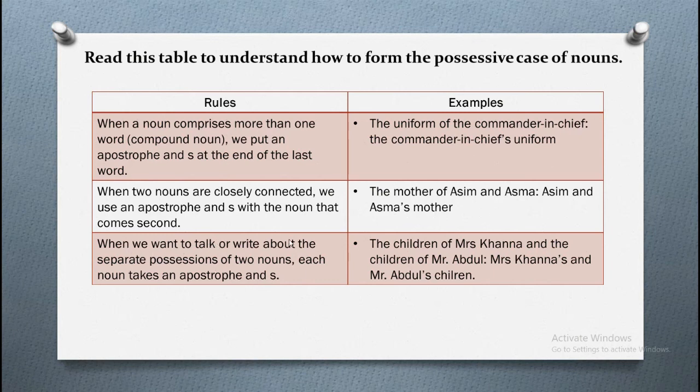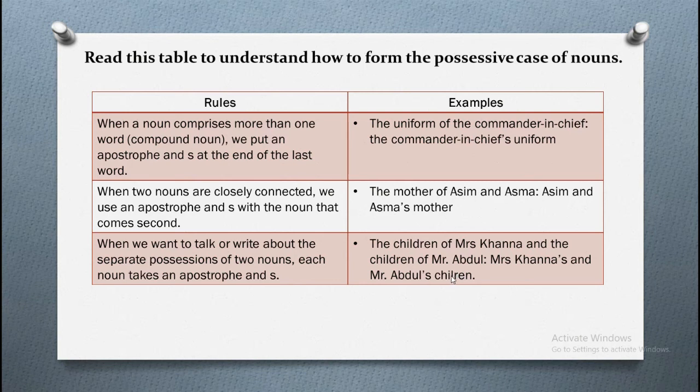Next, when we want to talk or write about the separate possessions of two nouns, each noun takes an apostrophe S. That means when we are talking about two different things, two different nouns altogether, then we use an apostrophe with both. For example, the children of Mrs. Khanna and the children of Mr. Abdul. The children of Mrs. Khanna are different and the children of Mr. Abdul are different. These are two different identities. So, that's why we'll say Mrs. Khanna's and Mr. Abdul's children.